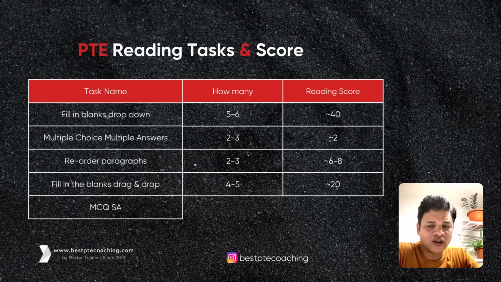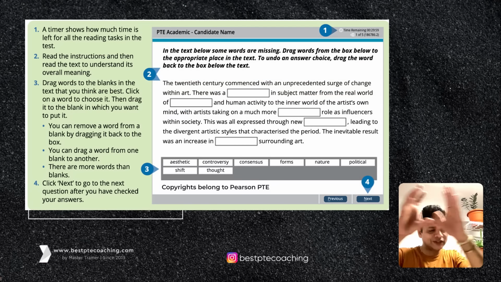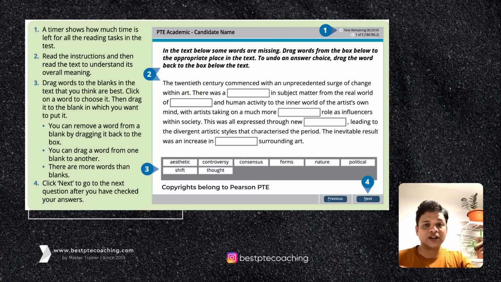Fill in the blanks, drag and drop. This is another type of fill in the blank, which is 95% close to fill in the blanks drop down. Here you have the same passage, same blanks, but the only difference is the options will be at the bottom. What you have to do is click, drag and drop the right words into the right spots.